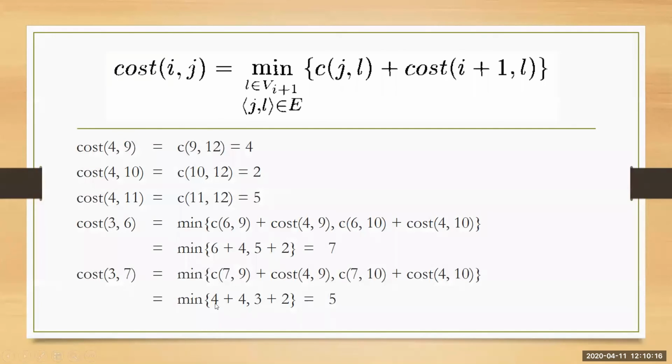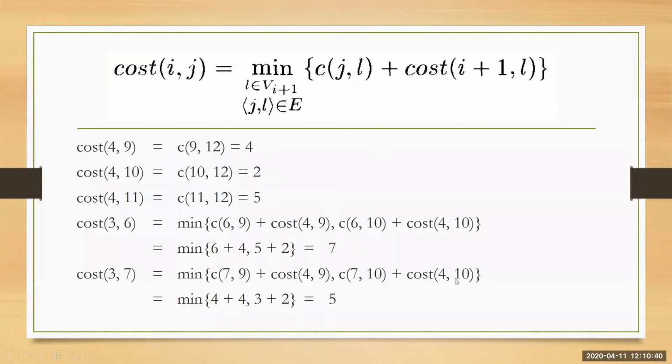So what is C of 7 comma 9, the edge cost? You will get it from the graph. 7 comma 9 is 4, and what is cost of 4 comma 9? We'll get it from the previous step. Cost of 4 comma 9 is 4. So like this. C of 7 comma 10, the cost of the edge, you'll get it from the graph. 7 comma 10 is 3.